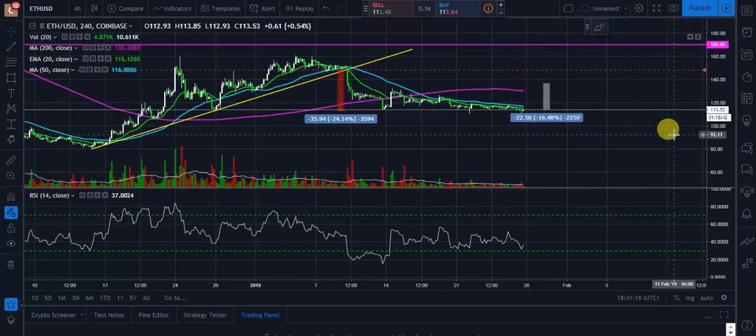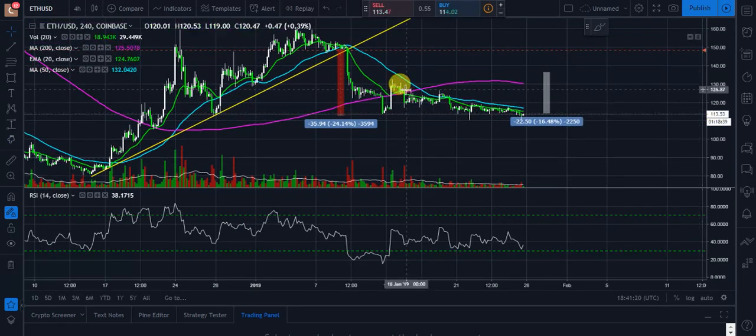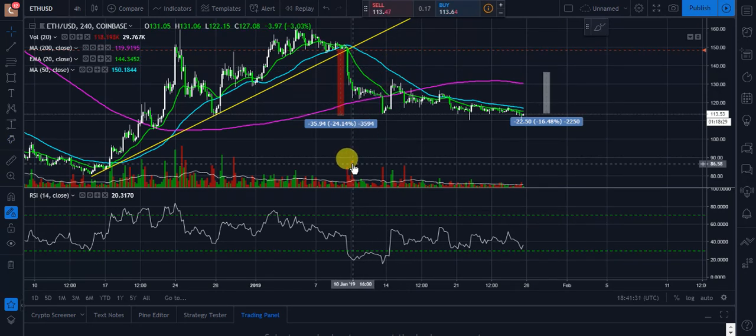And then I'll talk to you about something else here real fast. So when we broke it, do you see this candle, this big powerful candle? It's almost a Marubozu candle. There's just a little wick there to the downside. And it happened on massive volume.